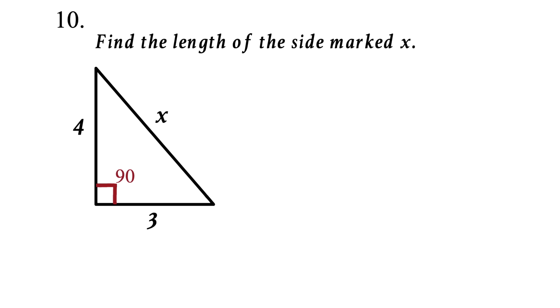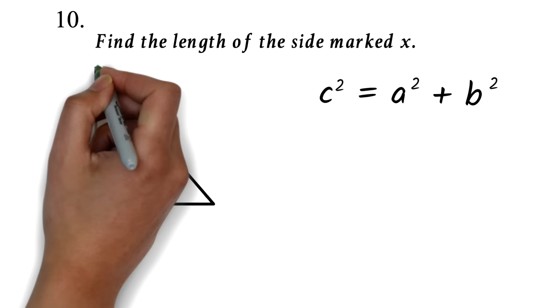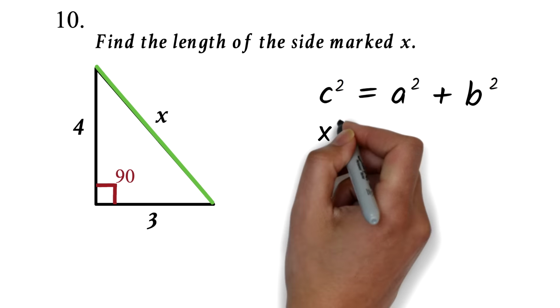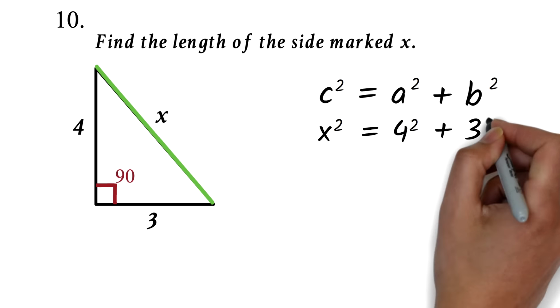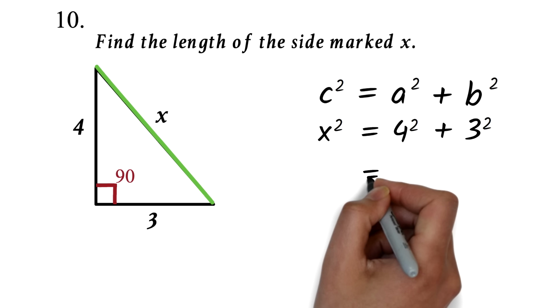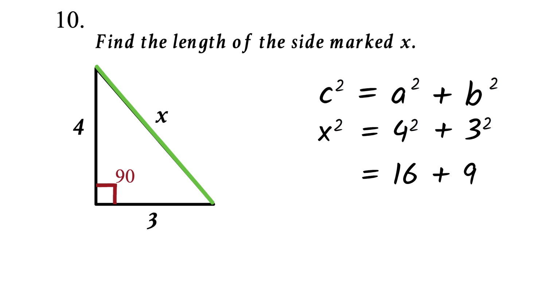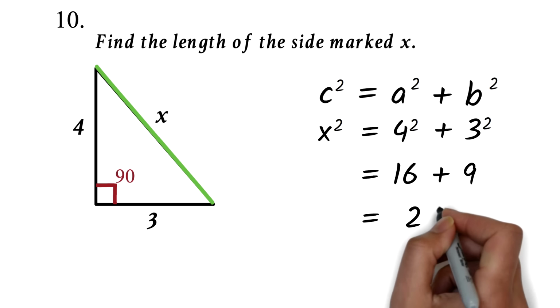This formula will be given to you on the GED. Hypotenuse, which is the long side, squared equals a squared plus b squared, where a and b are the two other sides. Here, the long side or hypotenuse is what we are finding. So we have x squared equals 4 squared plus 3 squared. 4 squared is 16 and 3 squared is 9. We add them. 16 plus 9 is 25.